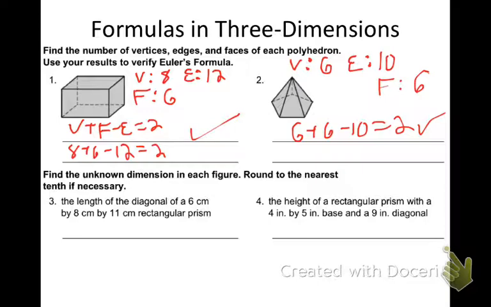Next part here. Find the unknown dimension in each figure. Round to the nearest tenth if necessary. So number 3. The length of the diagonal of a 6 centimeter by 8 centimeter by 11 centimeter rectangular prism. So it wants me to find the diagonal here.